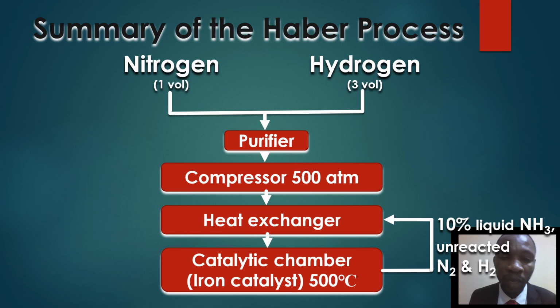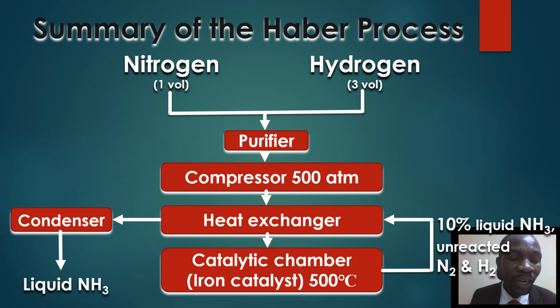So from the heat exchanger, the mixture is taken to the condenser. At the condenser, all the ammonia will now turn into a liquid. So ammonia gas will be collected in liquid form. So that is the gas we were preparing. So ammonia gas is collected from the condenser in liquid state.